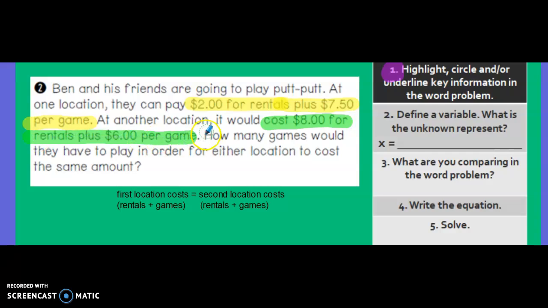And then finally, what we want to do is try to figure out when the costs are going to be the same. So that means we're going to set them equal to each other.